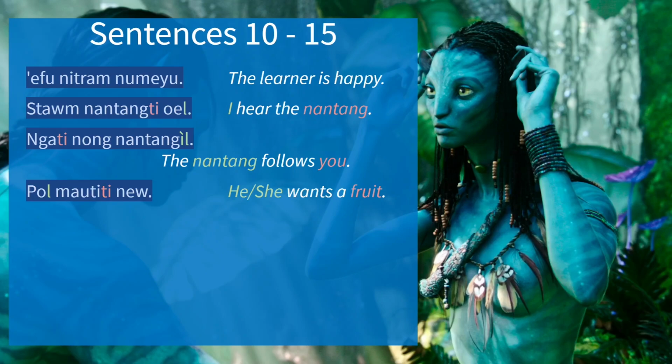Pol mautiti neu. He or she wants a fruit. Po has the L ending, so he or she is the one wanting something. Mautiti is the direct object because of the T ending. Note here that it looks like it has 2 T endings, but the base word is mauti, so it ends already in a T. We of course still have to add the T ending to it, so we get mautiti with 2 T's.